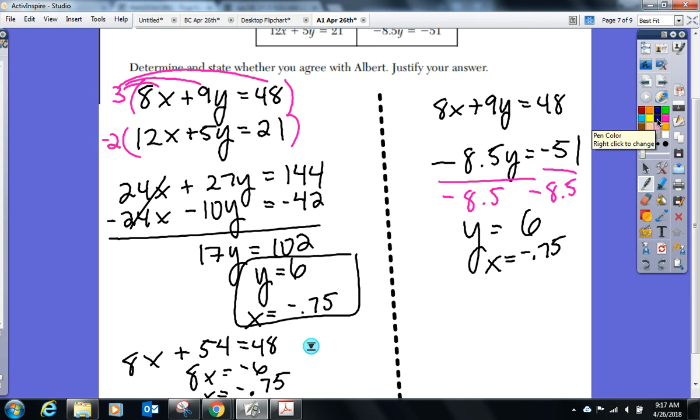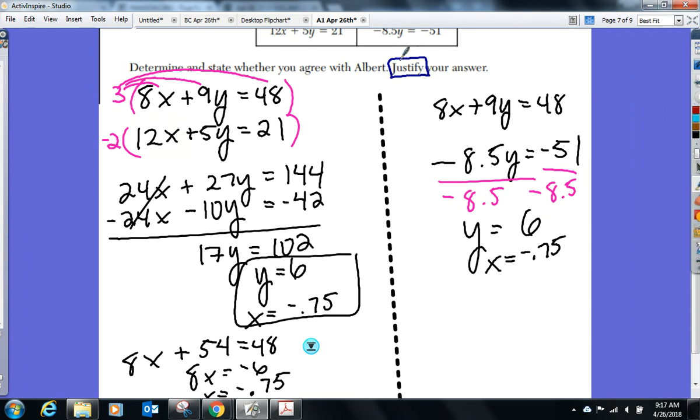And also, just let me go over this. This word justify your answer, that means you can show your work. You don't need to write a little essay for me, tell me why Big Al is correct. Okay, all you have to say is he is correct, and then your work is enough.